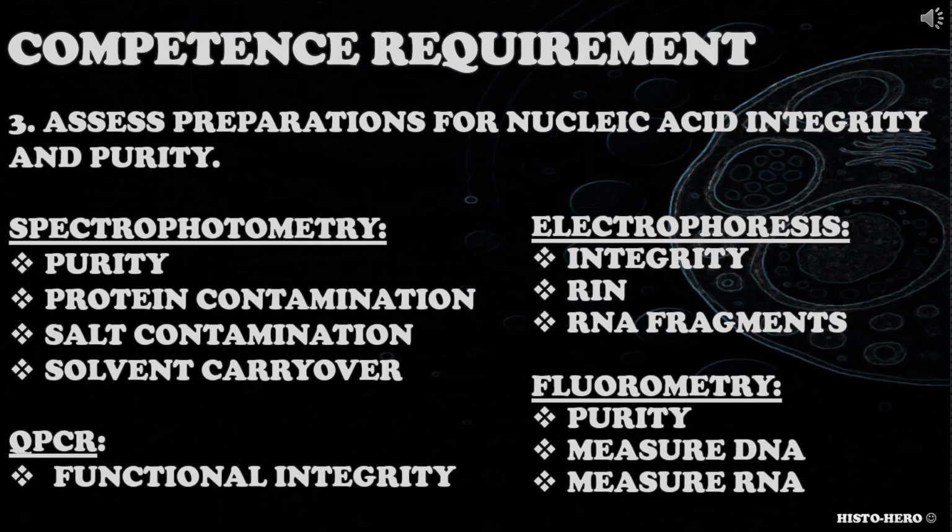When addressing this competence requirement, candidate could consider spectrophotometry for assessing purity and detecting contamination with proteins, salt and solvents, use of fluorometry for purity via comparative quantification, use of electrophoresis to assess integrity of nucleic acid either via RNA integrity number in fresh tissue or via DV200 metric for RNA fragments longer than 200 nucleotides, quantitative PCR to assess functional integrity, spectrophotometry and fluorometry for purity, electrophoresis and quantitative PCR for integrity.